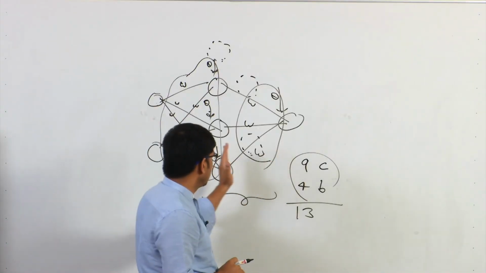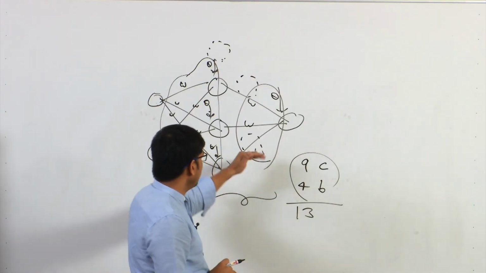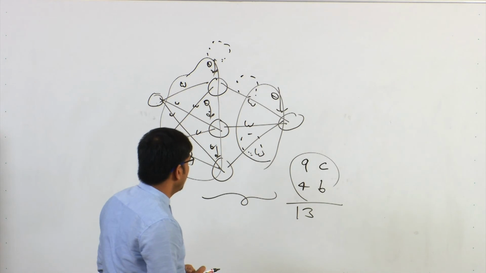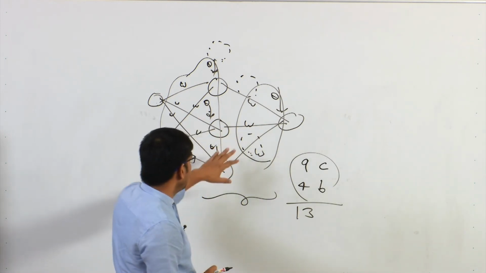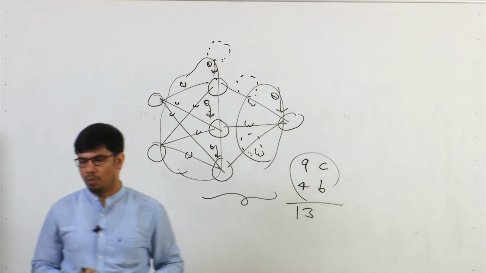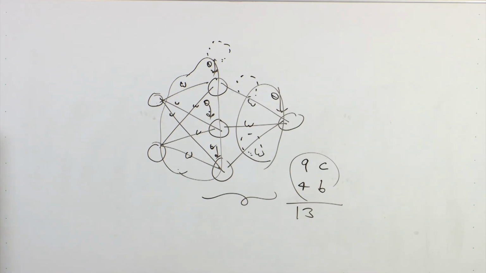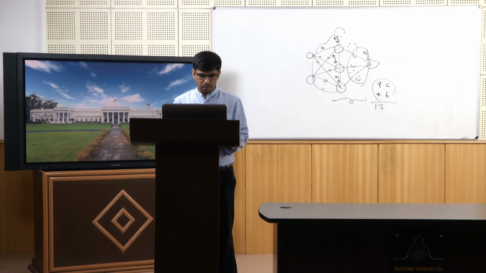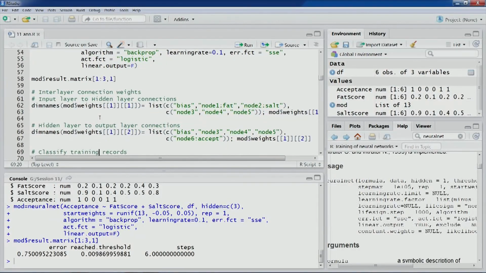Next is from the hidden layer to the output layer. Again we have some weights and bias values. If we had more hidden layers, we would have more such combinations. So we want to have a look at the interlayer connections, weights and bias values. First we'll look at the input layer to hidden layer connection.